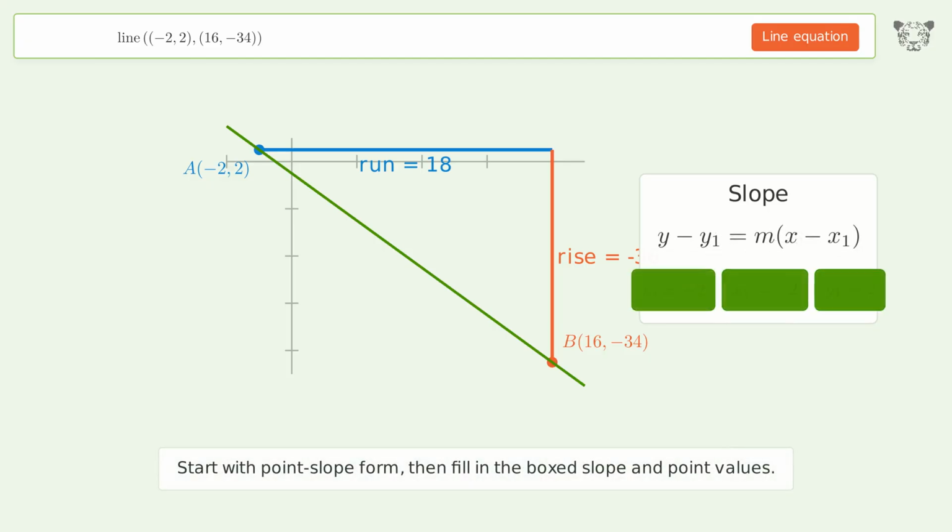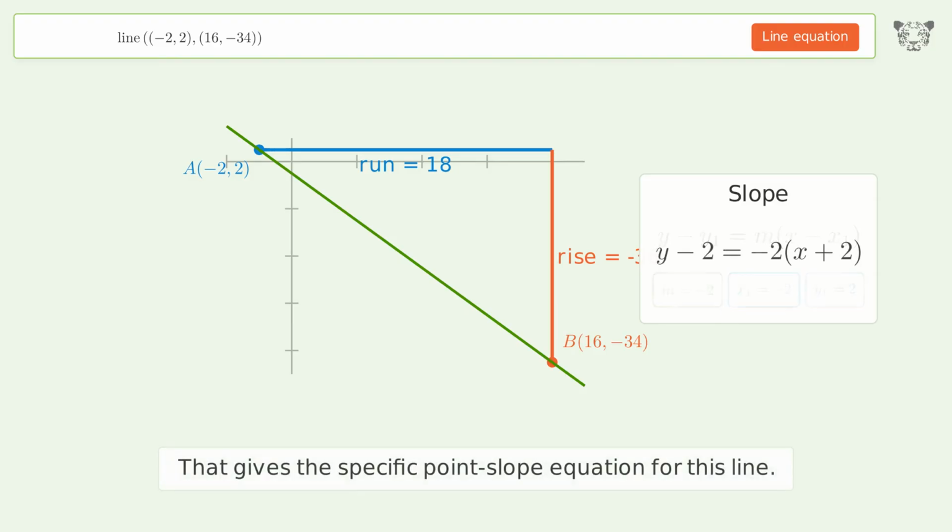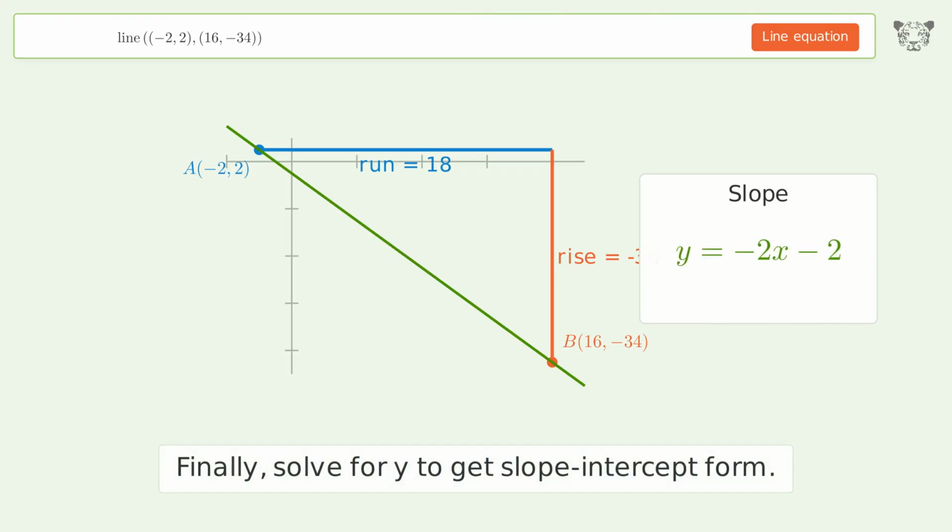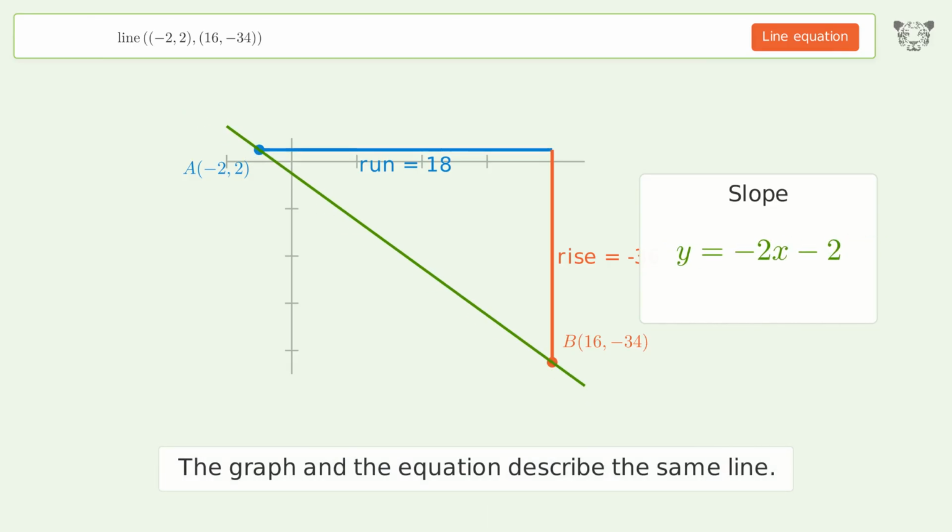Start with point slope form, y minus y1 equals m times x minus x1. Then fill in the boxed values, slope is -2, x1 is -2, and y1 is 2. That gives the specific point slope equation for this line. Finally, solve for y to get slope intercept form. The graph and the equation describe the same line.